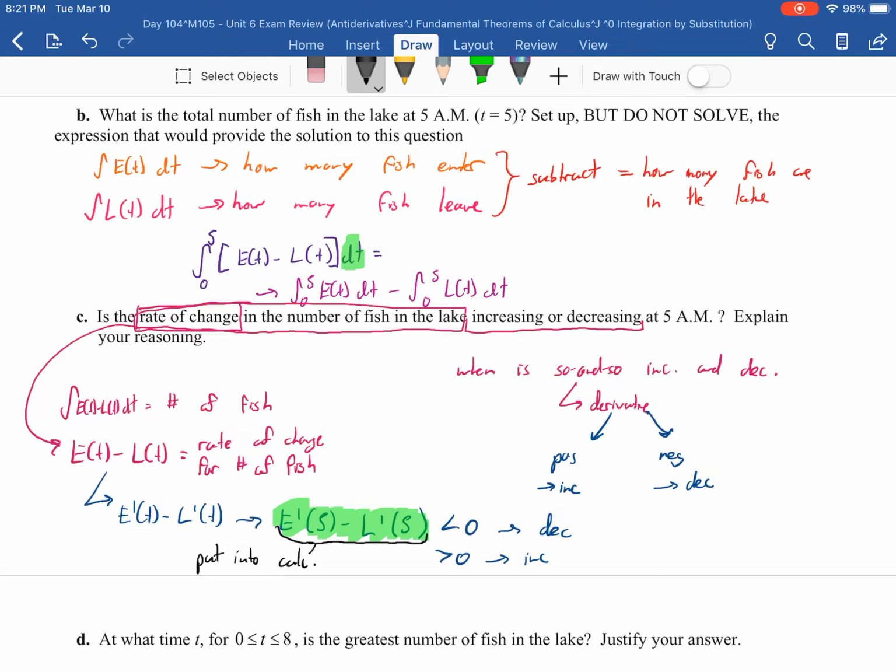So if that answer is less than 0, it's decreasing. If it's greater than 0, it's increasing. And once again, a calculator can find the derivative of a function. I will show you guys how to do that in the future.